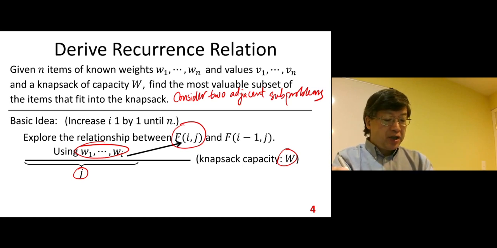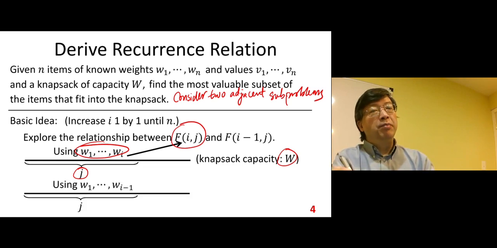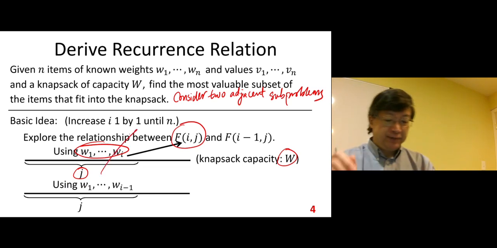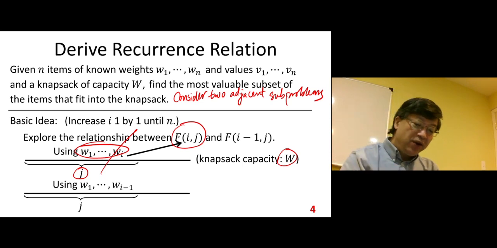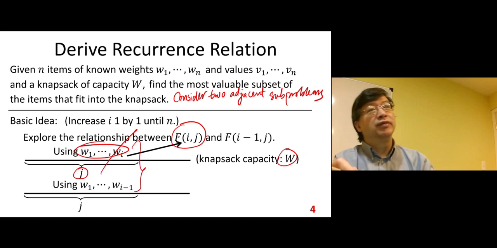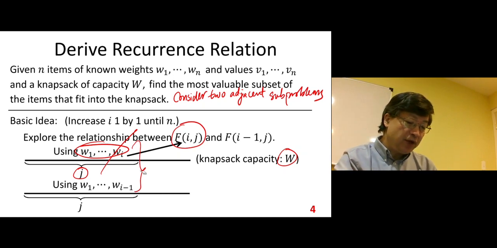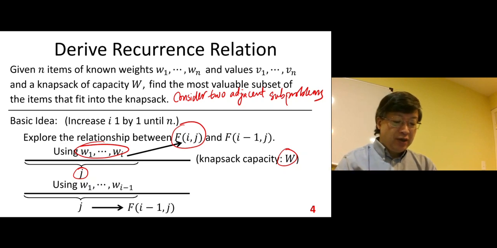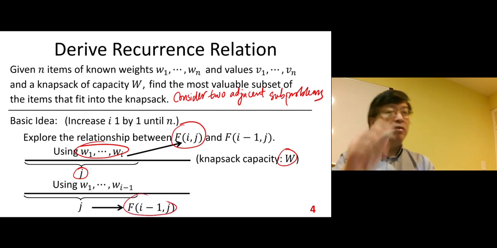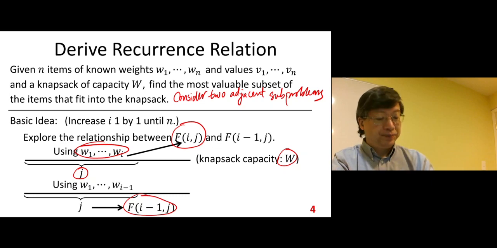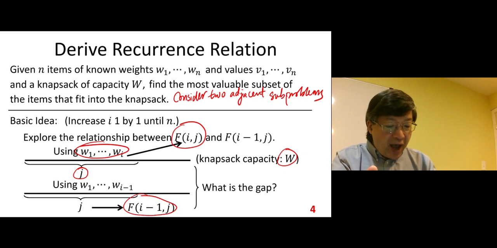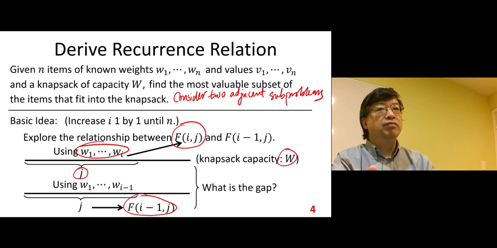All right. Next, let's consider another subproblem. But for this subproblem, we reduce one weight. So we can call it single piece reduction, or we can call it two adjacent subproblems. Anyway, you can call it whatever you like. This case corresponds to this subproblem function. The question is, what is the gap between these two subproblems?